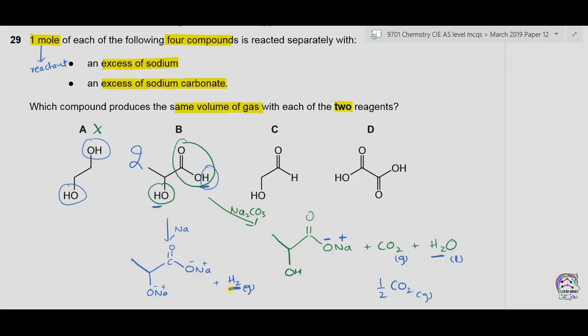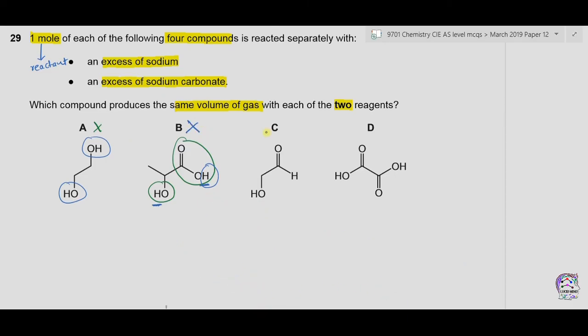So on one side we have 1 mole of hydrogen being produced on the reaction with sodium, and on the other side we have half a mole of CO2 being produced on reaction with sodium carbonate. So the volumes are not equal, so therefore B is incorrect.